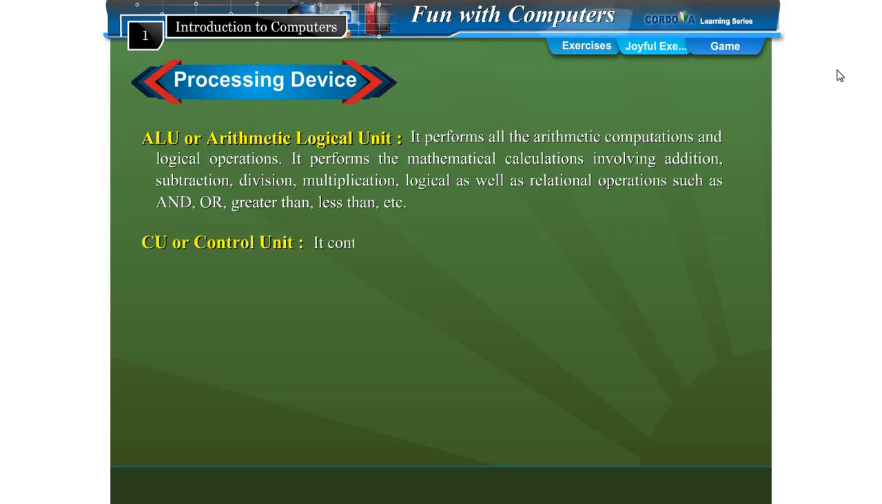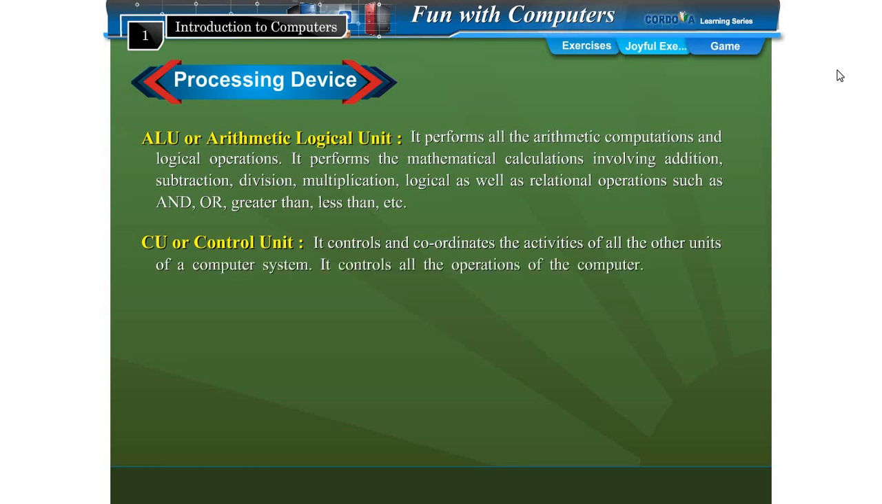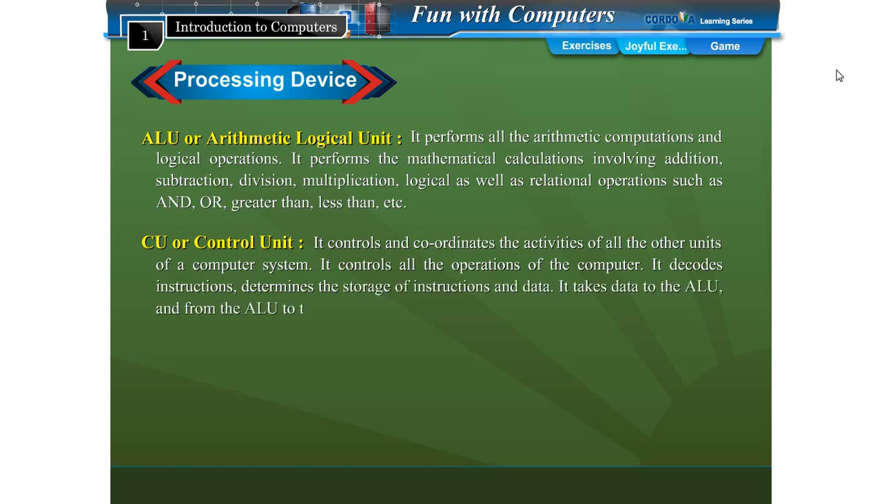The CU or Control Unit controls and coordinates the activities of all the other units of a computer system. It controls all the operations of the computer. It decodes instructions, determines the storage of instructions and data. It takes data to ALU and from the ALU to the memory and then to any output unit.